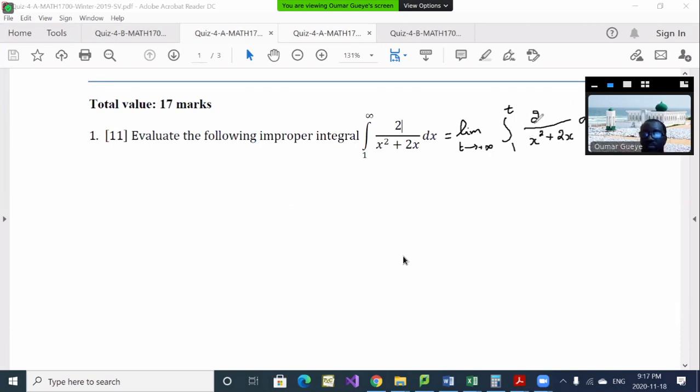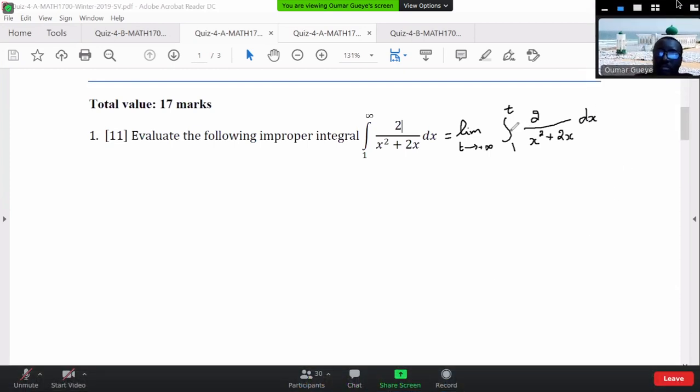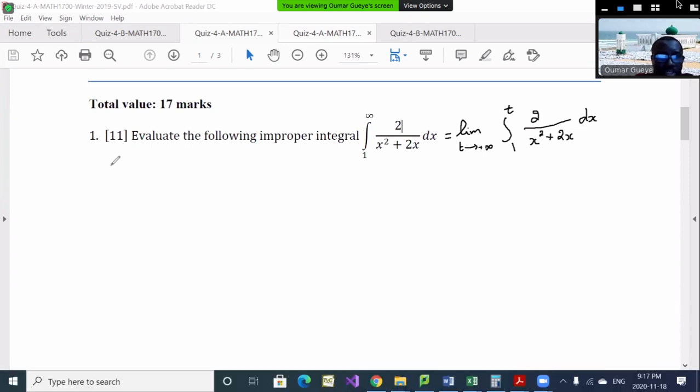Next we have to evaluate this integral in terms of t. When we get it, we come back here and substitute the integral by its value and calculate the limit when t goes to infinity. So second step, we just want to calculate this integral: 2 over x squared plus 2x dx.